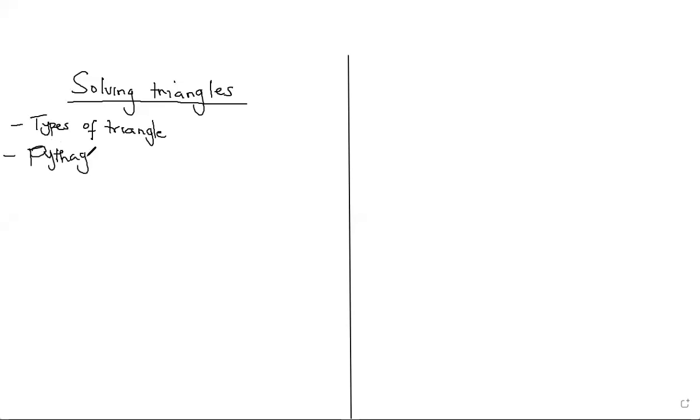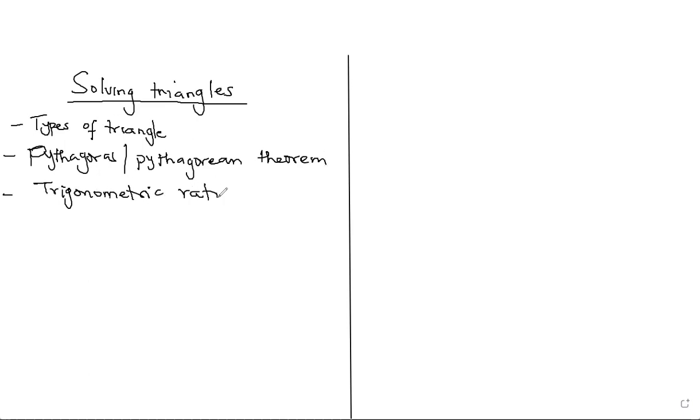Pythagoras, or what is Pythagorean, same theorem. Then we look at trigonometric ratios of acute angles. Acute angles are angles less than 90 degrees.